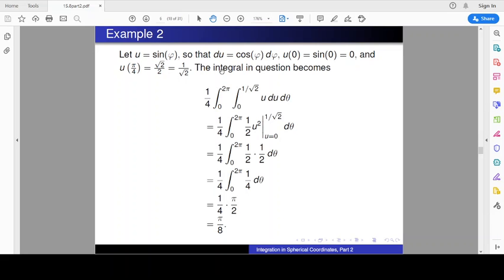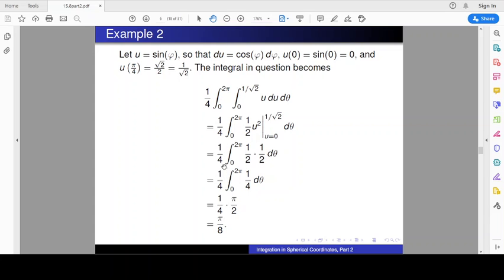So then the integral in question becomes 1/4 times the integral from 0 to 2 pi of the integral from 0 to 1 over the square root of 2 of u du d theta. And that u integral is now 1/2 u squared. And when we evaluate that at 1 over the square root of 2, we get 1/2, right? Okay, so maybe that is why I liked this as a better representation of this fraction. So now we get what? 1/2 times 1/2, that's 1/4.